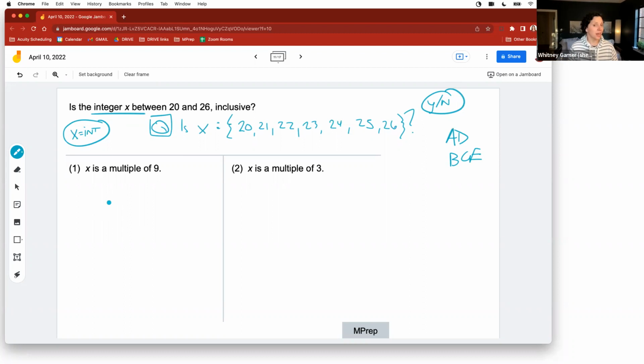And if you want practice with that, there is a great free prep hour about divisibility and data sufficiency. So check that one out. I think that's the one that Dimitri does, and it's super good. So X is a multiple of 9. What I'm going to do instead is I'm going to test out cases.